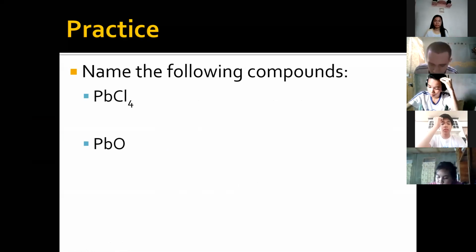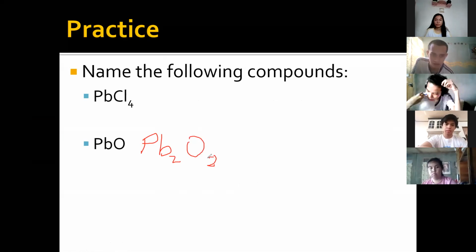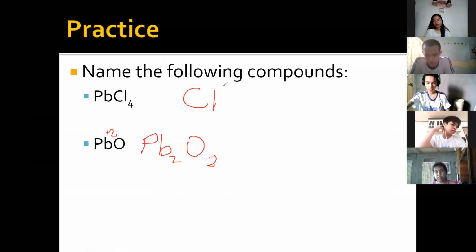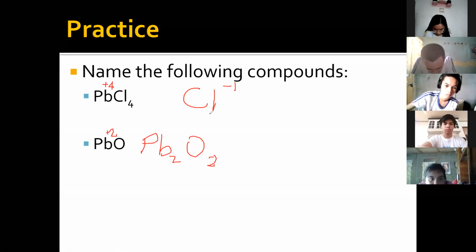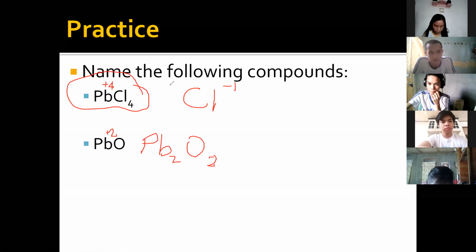Take note that Pb or lead has an ionization of +2 and +4. So probably PbO was having a formula of Pb2O2 because oxygen again is 2-. So therefore we are using here +2 for lead, and since chlorine is -1, we are using here +4 for lead. So how are we going to name the first one, class? Name it in 2 ways. How will we name it in the IUPAC?